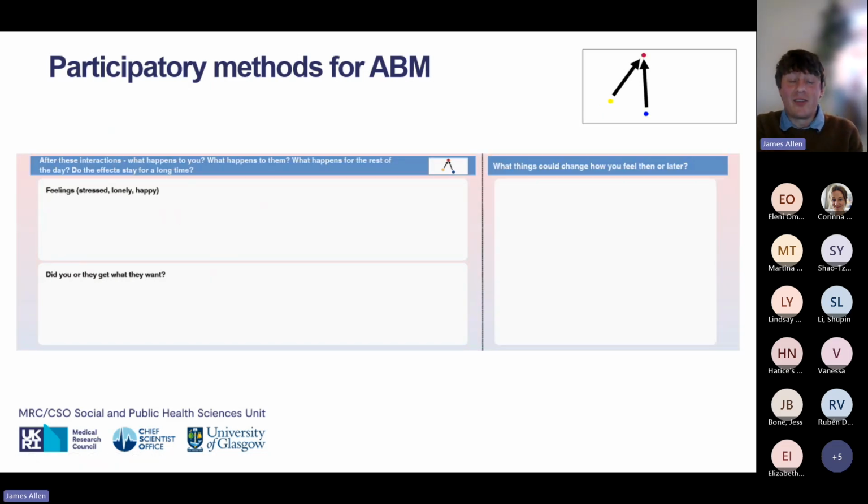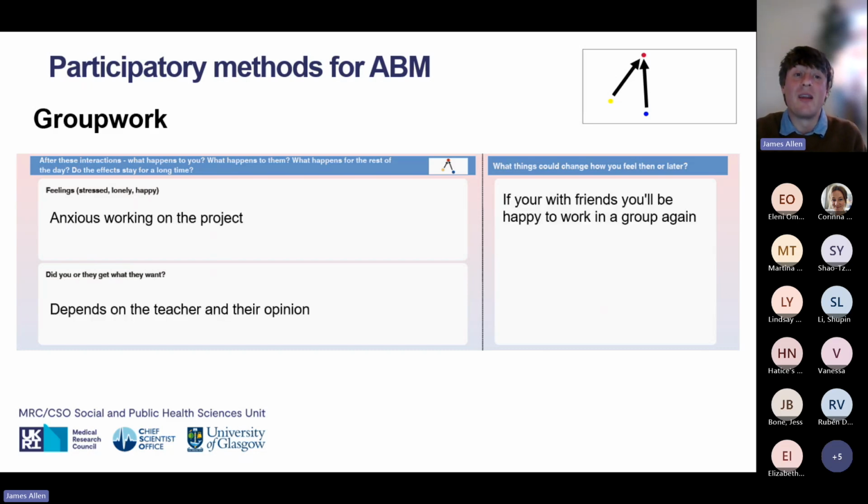Finally, we're asking after this, what happens to you? So really we're using this to think about dynamics in our model, essentially, and also in the system. So trying to get people to think dynamically, what are the consequences of what's happening here and how can we solve that? And so here for group work, after interactions, how do people feel? And in this case, they said they were anxious working on this project. Did you or they get what you want? Depends on the teacher and their opinion. Again, heterogeneity based on his responses, that actually interactions really depend on which student and which teacher is interacting. And finally, what things could change how you feel then or later.